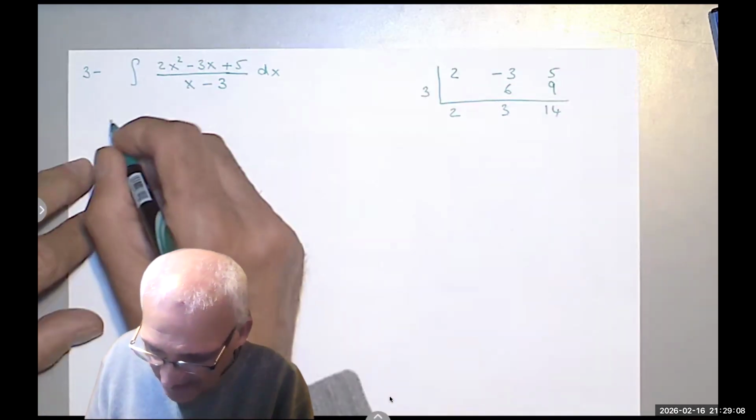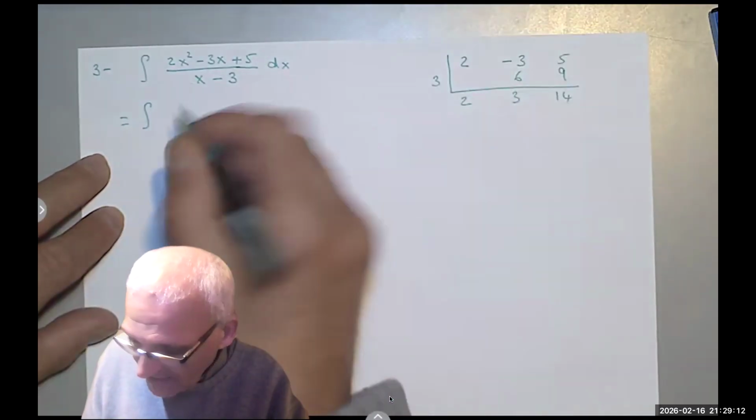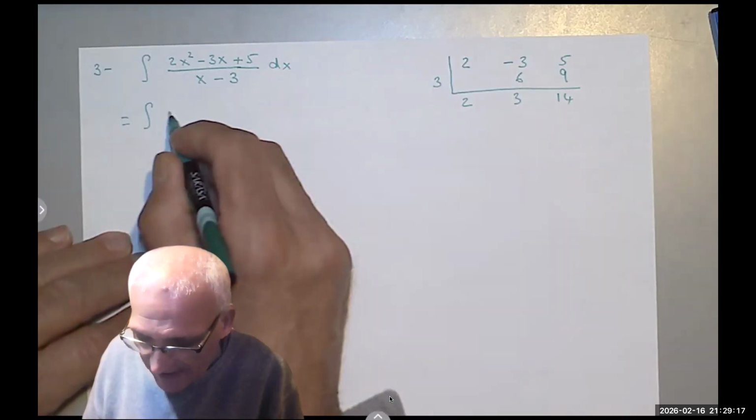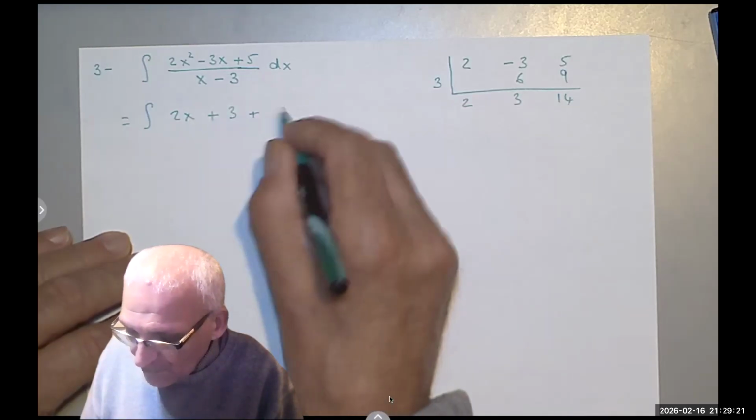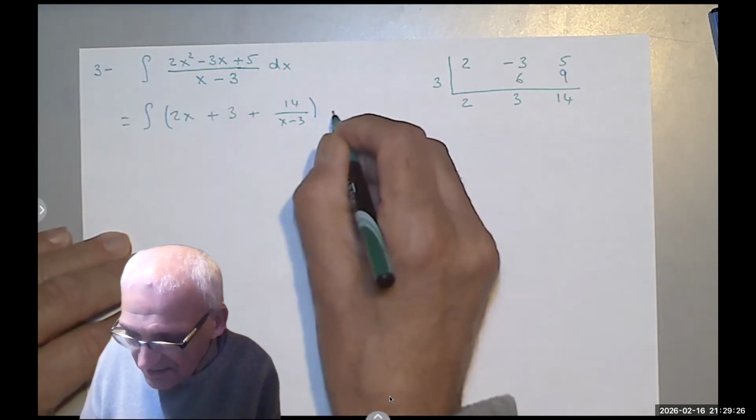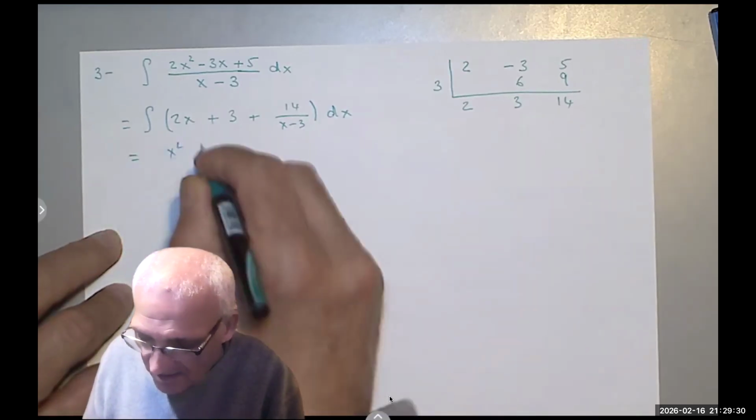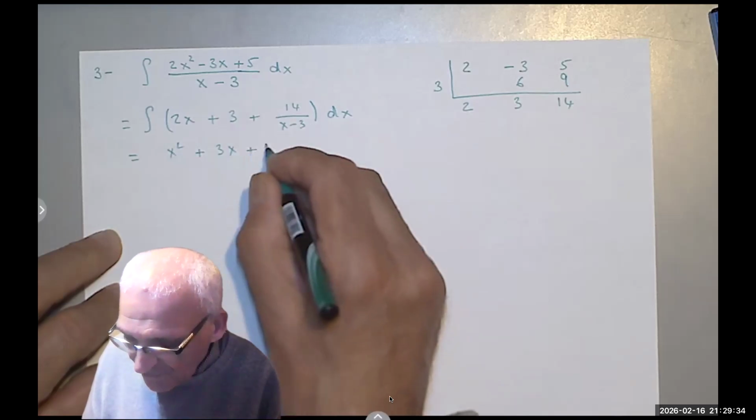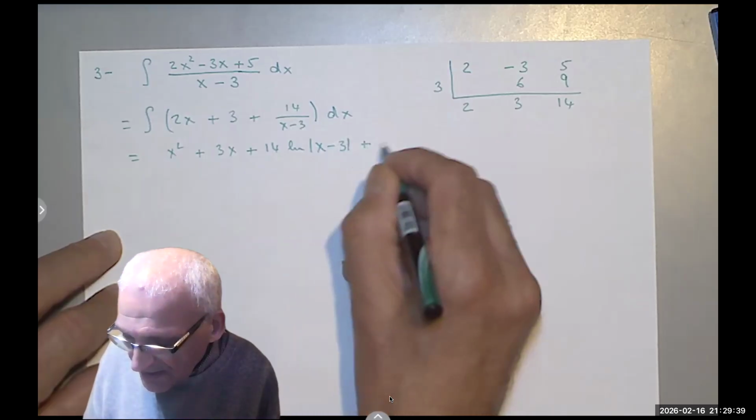So I can say this is the integral, again, like we did last time, roughly. Notice this was a square, so that's linear. 2x plus 3 plus 14 over x minus 3 dx. Integral of 2x is x squared. Integral of 3 is 3x. Integral of this ratio is 14 natural log of x minus 3 plus a constant.